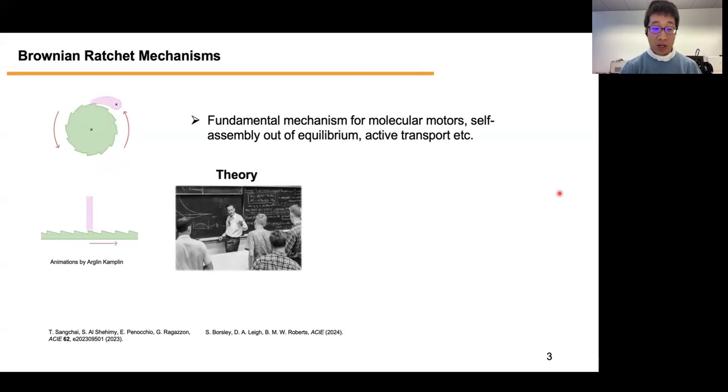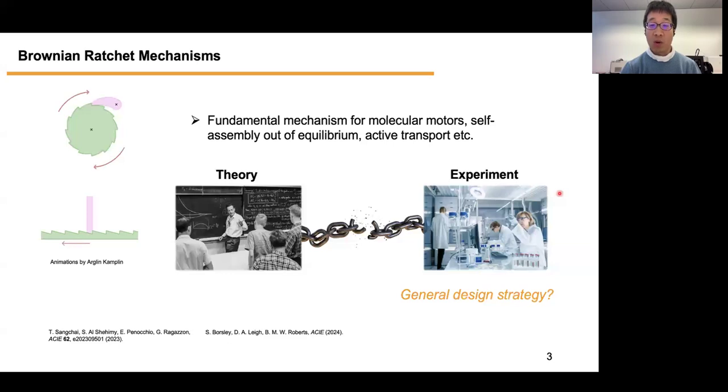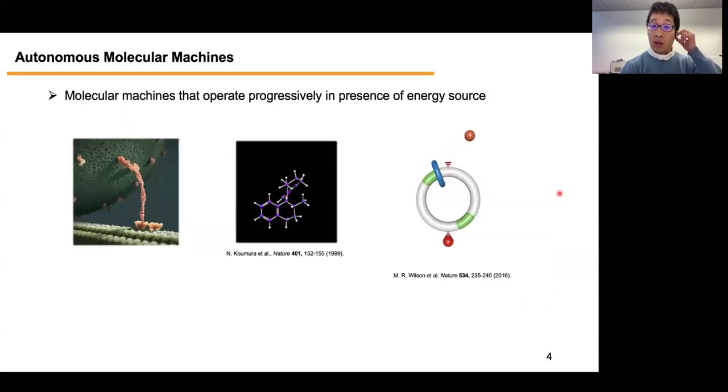And when I started my PhD in 2017, the link between the theoretical study and experimental endeavors was not very strong. So consequently, the experimental efforts tend to lack general design strategy for Brownian ratchet mechanisms. So finding out such general design strategy was one of my interests. But my background is synthetic chemistry, so I started from experimental projects.